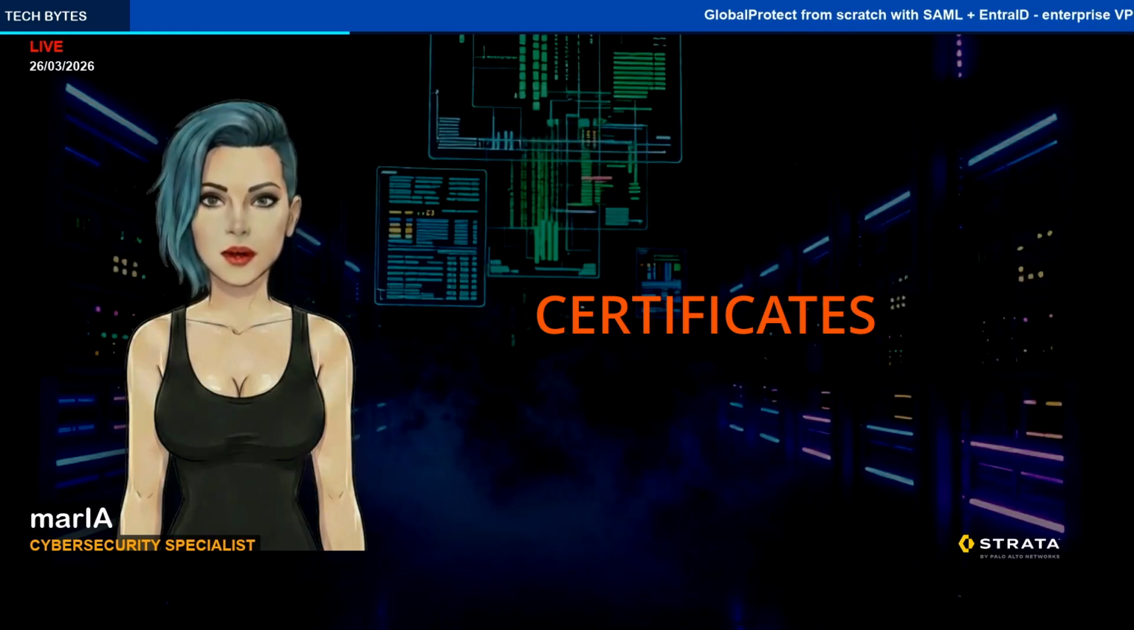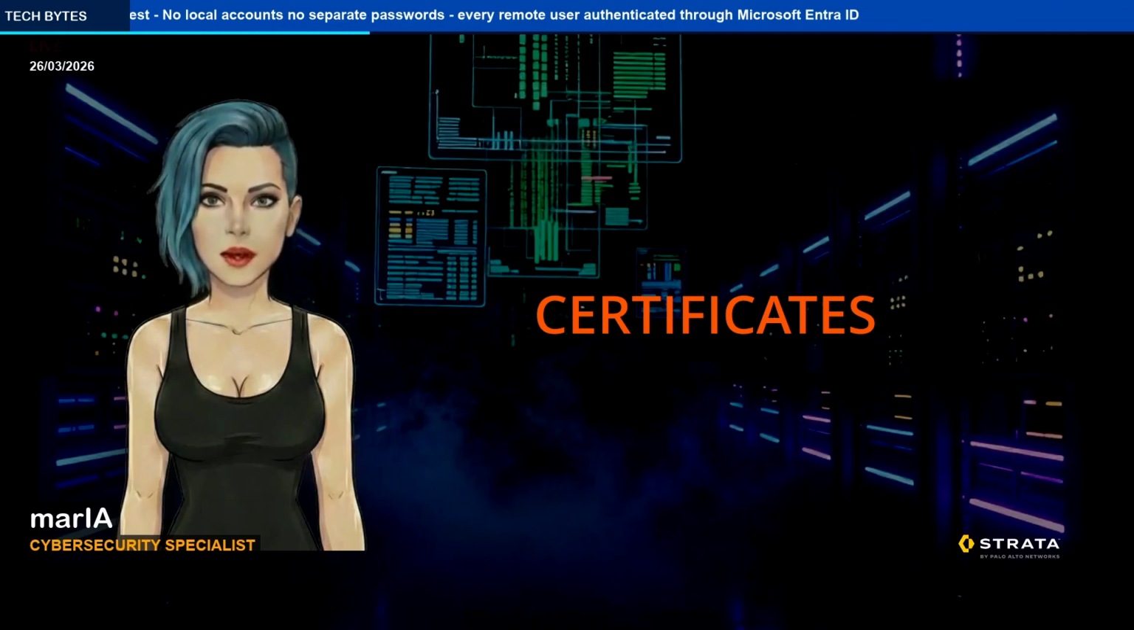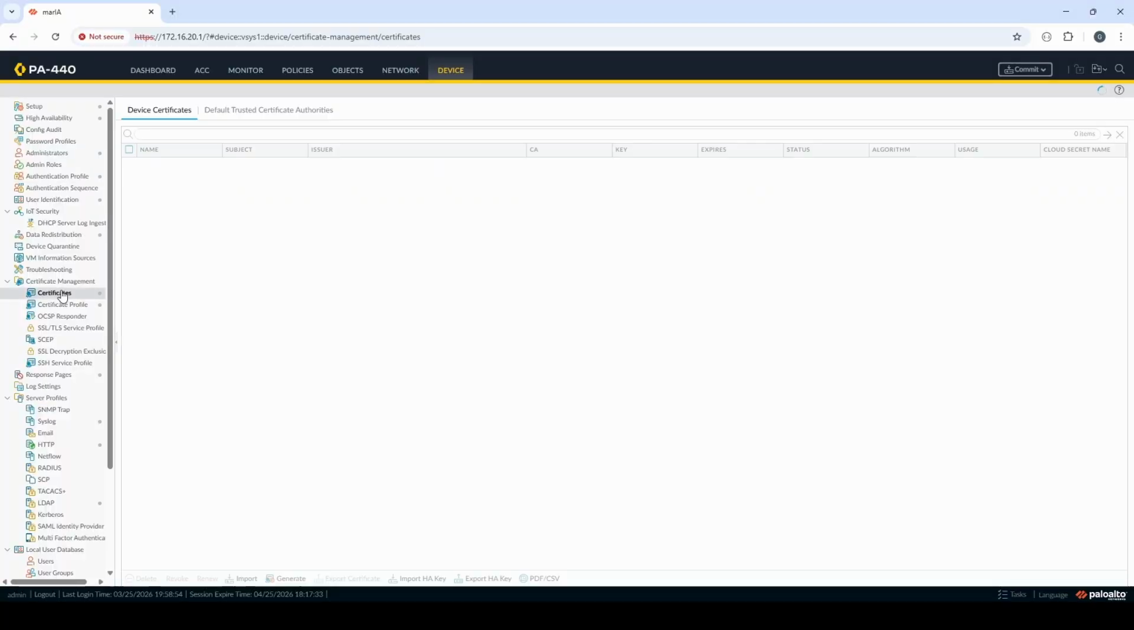Are they allowed in? What groups do they belong to? TLS is about transport security, encrypting the HTTPS connection between the GlobalProtect client and the firewall portal and gateway. These are 2 independent layers. SAML runs on top of TLS. You need TLS working before SAML can even begin, so we still need a server certificate for the portal and gateway HTTPS endpoints. Let's create it. Go to Device, Certificate Management, Certificates.